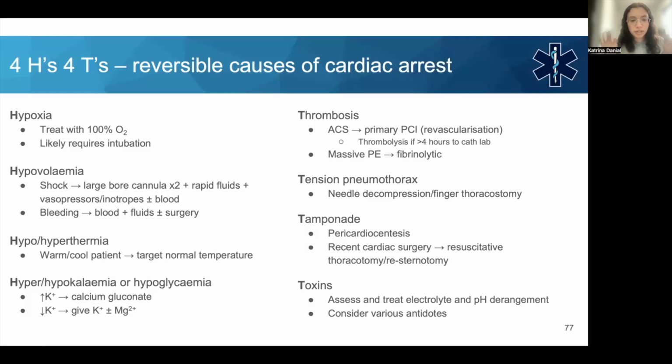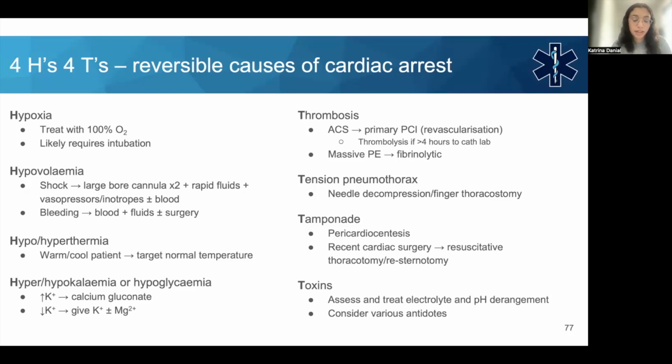Okay, so 4 H's and 4 T's, very easy to remember. The H's are hypoxia, hypovolemia, hypo or hyperthermia, and hyper or hypokalemia or glycemia. So the electrolyte disturbances. Okay, so hypoxia, if there is something preventing them from ventilating or from oxygenating adequately, you treat them with 100% oxygen and probably intubate them, which would normally happen anyways as part of a resus.